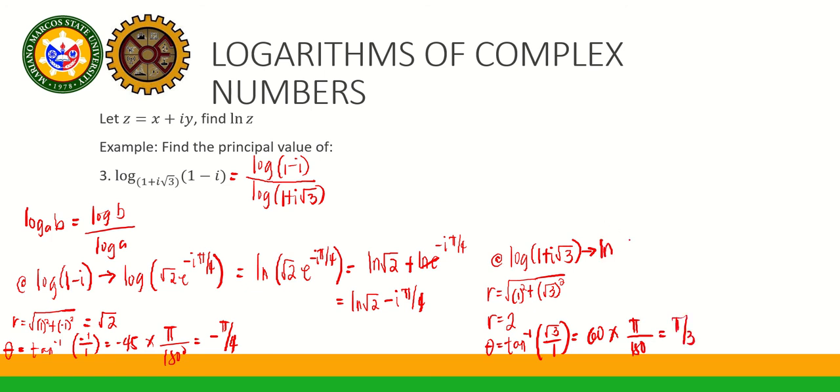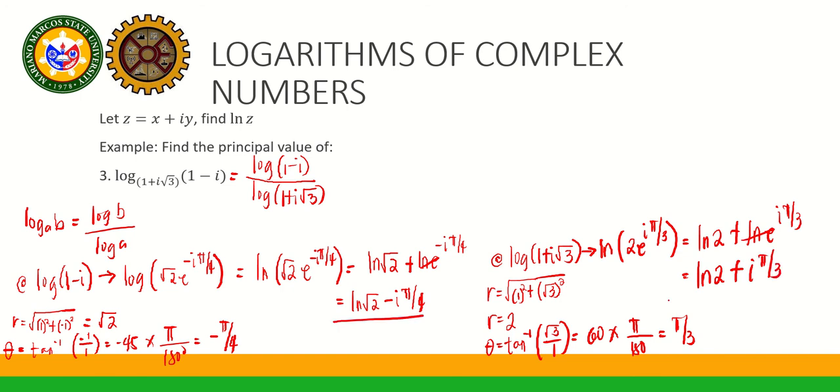So, this is ln of 2 e raised to i pi over 3. And this will be equal to ln of 2 plus ln of e raised to i pi over 3. And this will be equal to ln of 2 plus i, this will cancel, i pi over 3. So, we now have these two simplified values for log of 1 minus i and log of 1 plus i square root of 3.